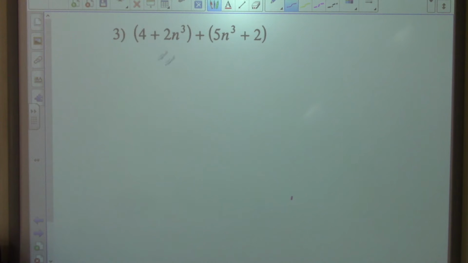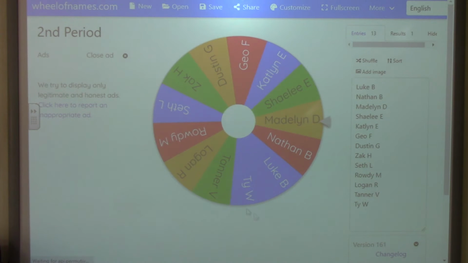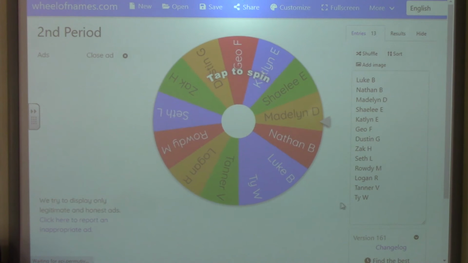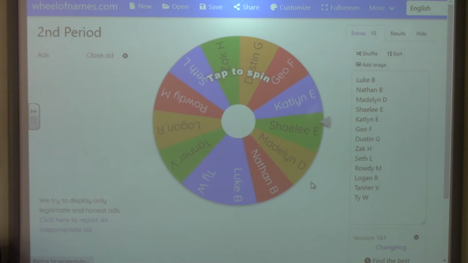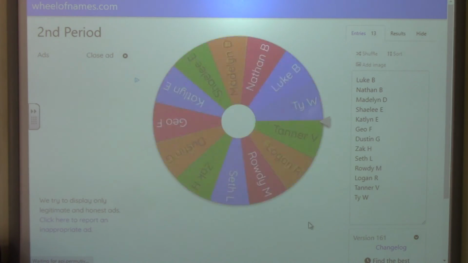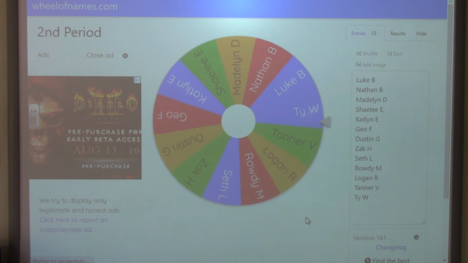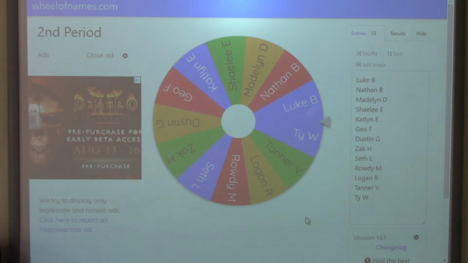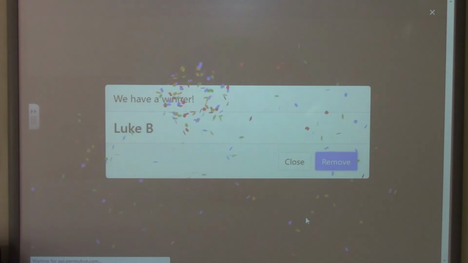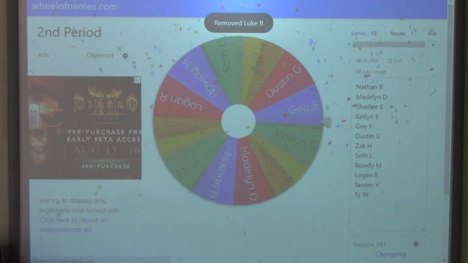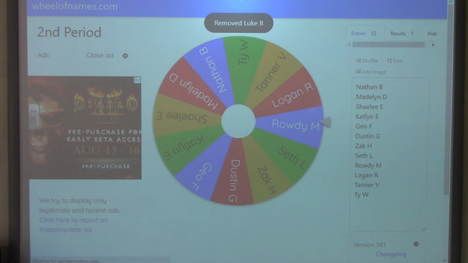Let's go on to get, we'll call on somebody here. I like to get it like this so I can get the wheel spinning like this. More. Oh, there we go. I didn't hear much discussion, so I hope you did all right on this. Looks like we're going to get, is it going to be Tyler or Luke? It's going to be Luke.